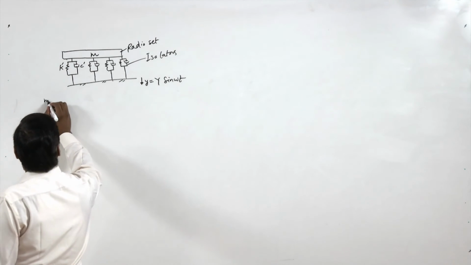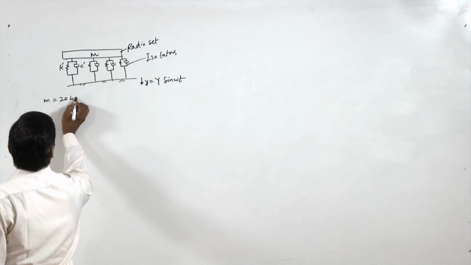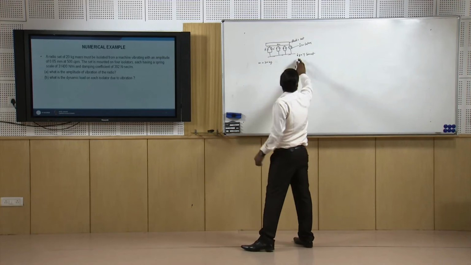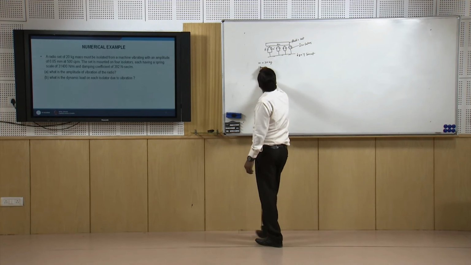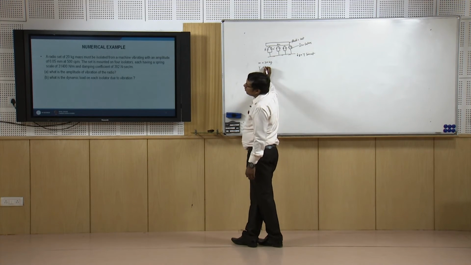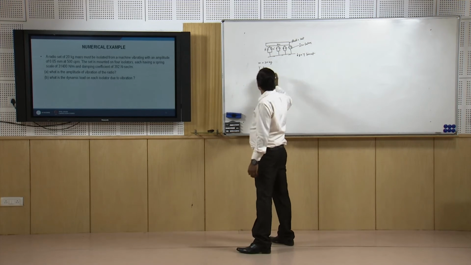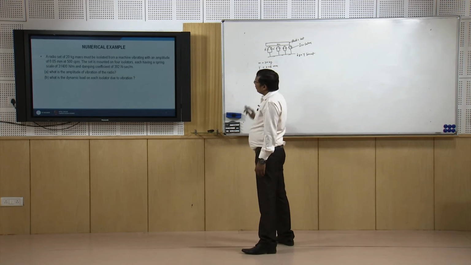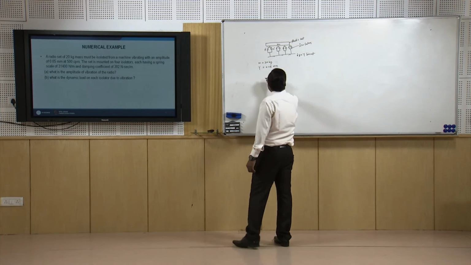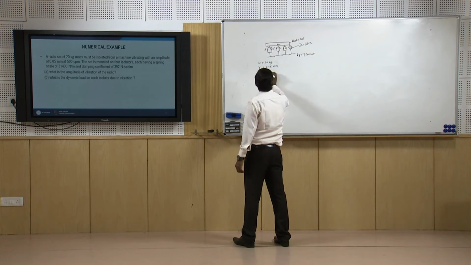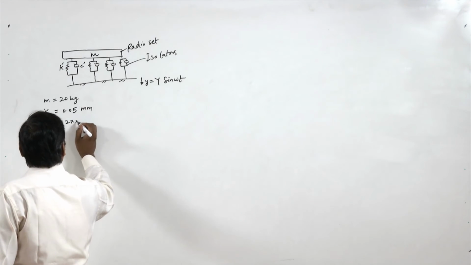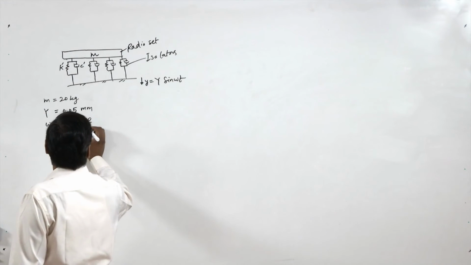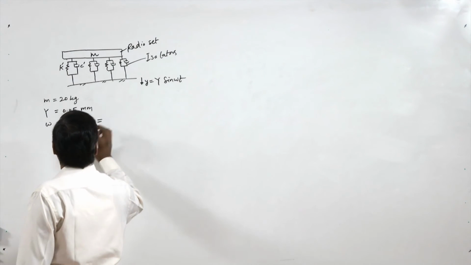So, m is given as 20 kg, and y equal to Y sin omega t. So, Y is given as 0.05 mm, and then it is 500 cycles per minute. So, omega equal to 2 pi into 500 by 60, this is radian per second. So, we can calculate and write here.